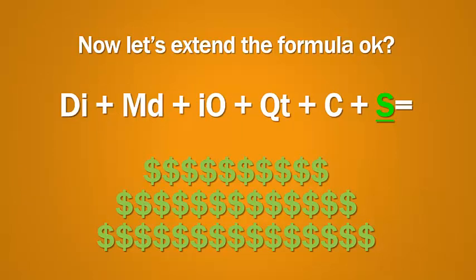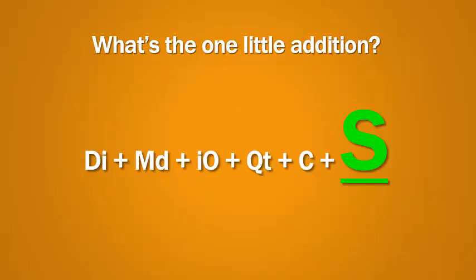Okay, now we're going to add one more element to it to increase it exponentially. Just this one little addition can boost our bottom line drastically. So what is that one little addition?